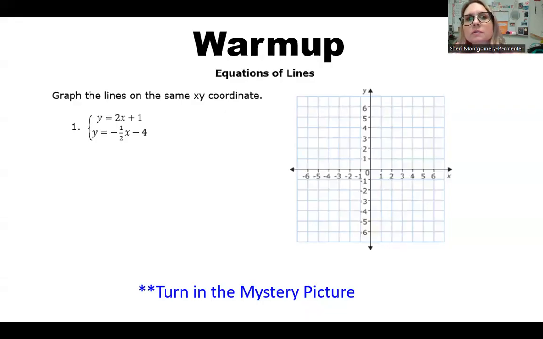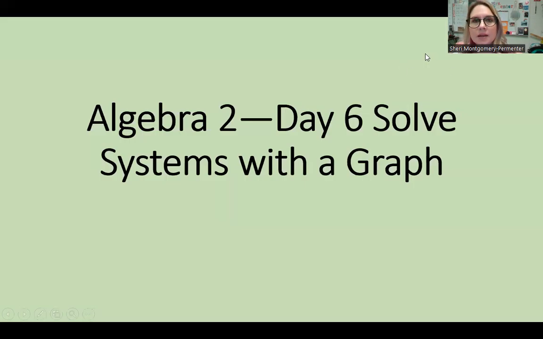You don't even need a graphing calculator for the things that we're doing today. You can use one, but you don't have to. Today we are going to solve systems of equations. You should have done this in Algebra 1, so this is a review from Algebra 1.